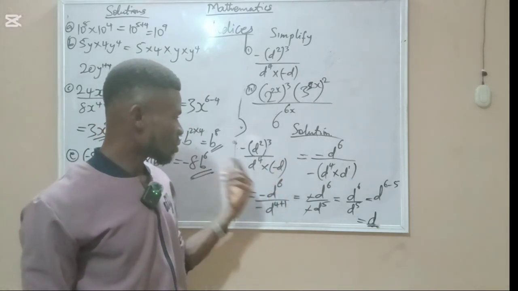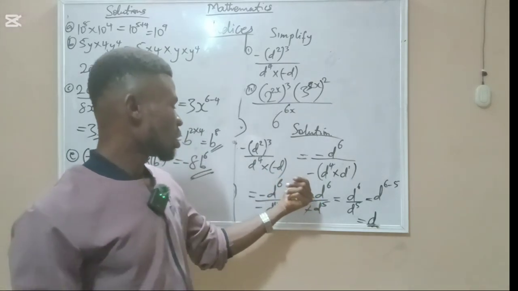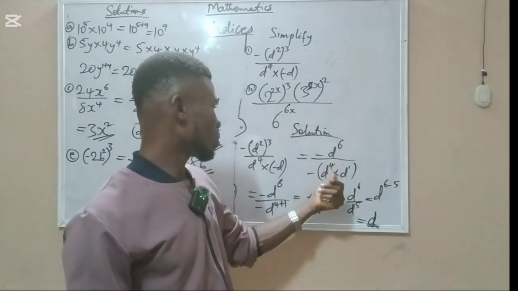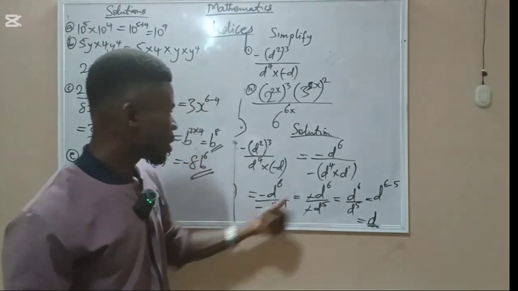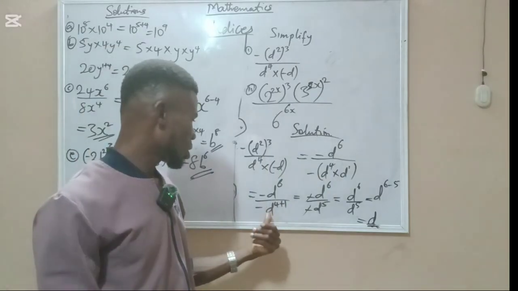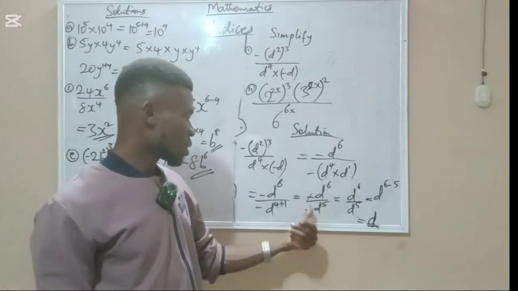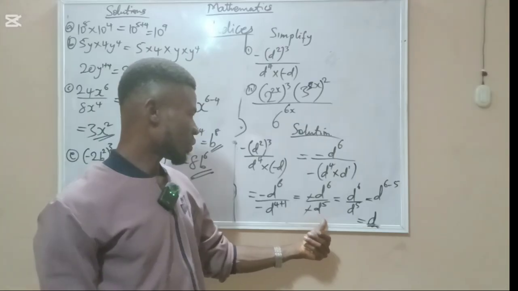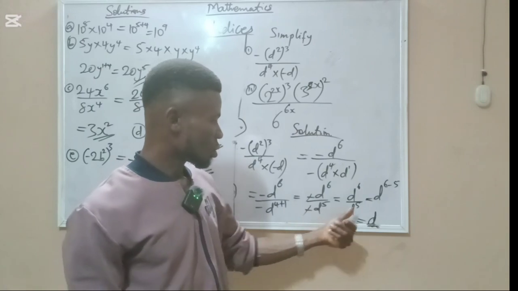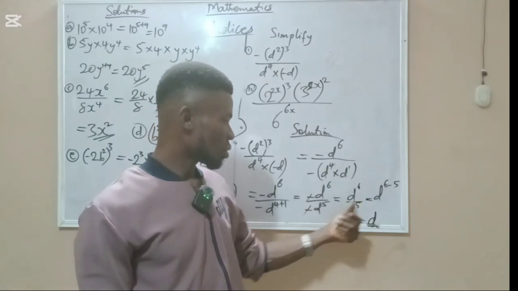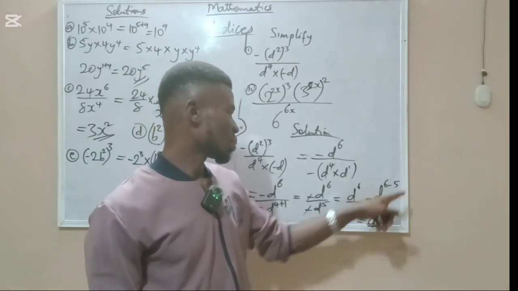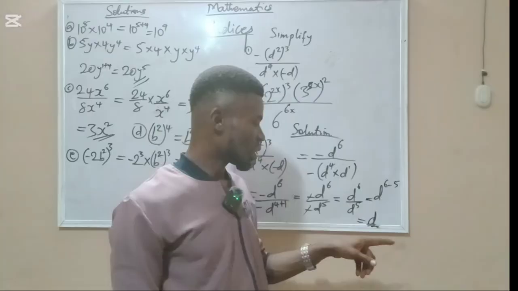If you're multiplying these two numbers, it's the same as bringing the negative sign outside, and then the other one in bracket, which is d to the power 4 multiplied by d to the power 1. From the laws of indices for multiplication, that's d to the power 4 plus 1. This is minus d to the power 6 over minus d to the power 5. When the negative cancels the negative, from the laws of indices we subtract the powers, so we have d to the power 6 minus 5, and what we have left is d.